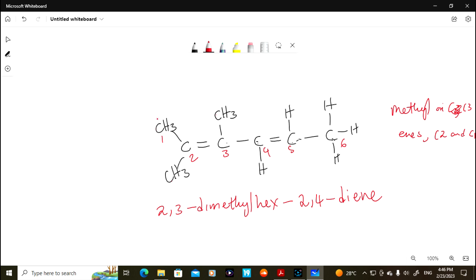1, 2, 3, 4, 5, 6. It's a hex, right? Methyl, I have a methyl on number 2, I have a methyl on number 3. So 2,3. There are 2 methyls, di, right? Now these are the positions of the double bonds on number 2 and number 4. So diene. So that is excellent.